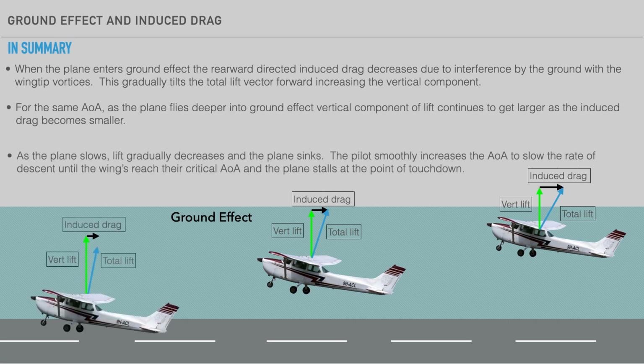Finally, as the plane slows, lift gradually decreases and the plane sinks. The pilot responds by increasing the angle of attack to slow the rate of descent until the wings reach their critical angle of attack and the airplane stalls at the point of touchdown.